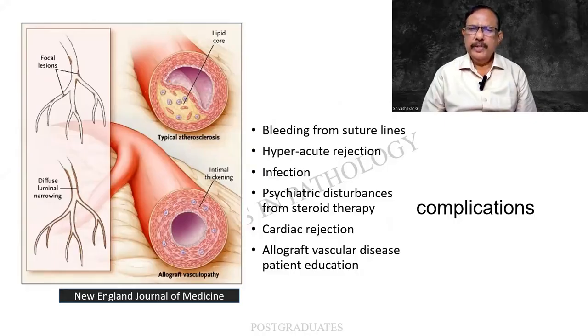Complications in the form of surgery. It can be bleeding from the suture lines, hyperacute rejection, infection, any form of psychiatric disturbances because of steroid therapy. Even by the surgery itself, there can be psychiatric disturbances. Cardiac rejection and allograft vascular disease, for which patient education is needed. In this diagram, thanks to the New England Journal of Medicine, I am finding that there is a hyperplasia of the intima, that is shown.